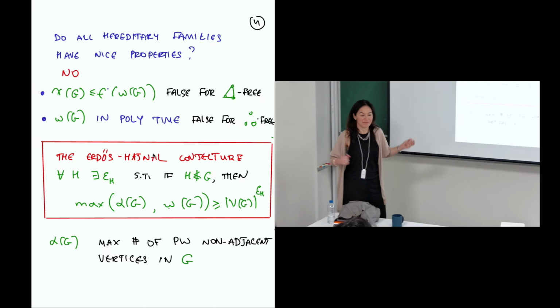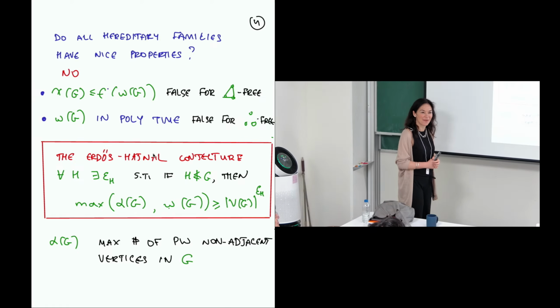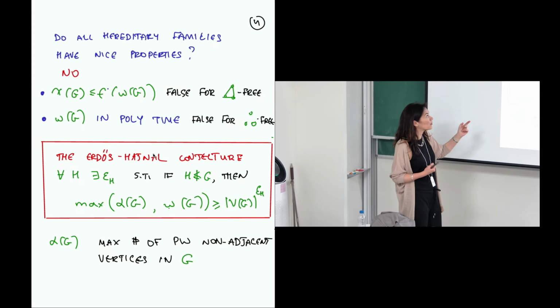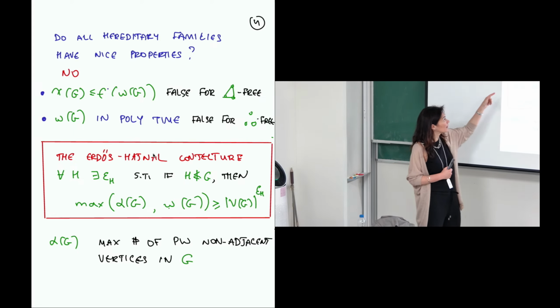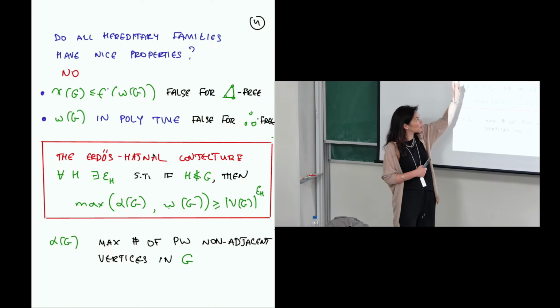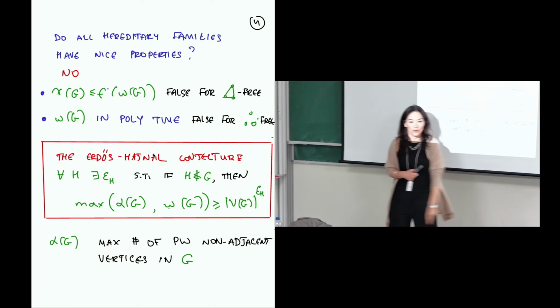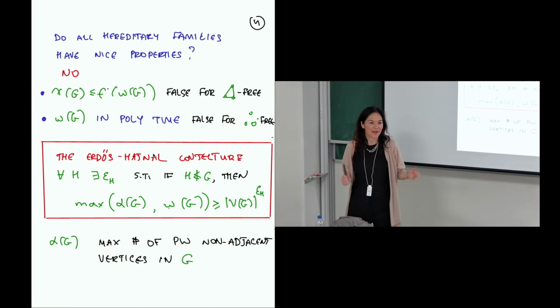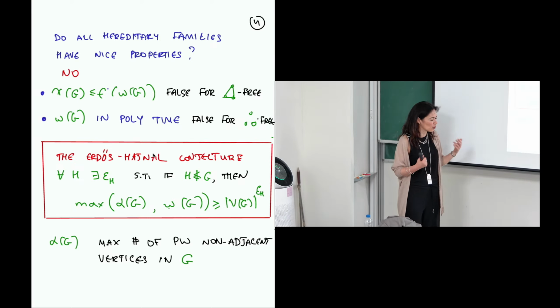And that's a perfectly fine hereditary family, the triangle-free graphs. So algorithmically also, in general, it's a mess. It's NP-complete to compute omega, even for graphs with no stable set of size 3. What we got for perfect graphs was not something that works in general for all hereditary families.